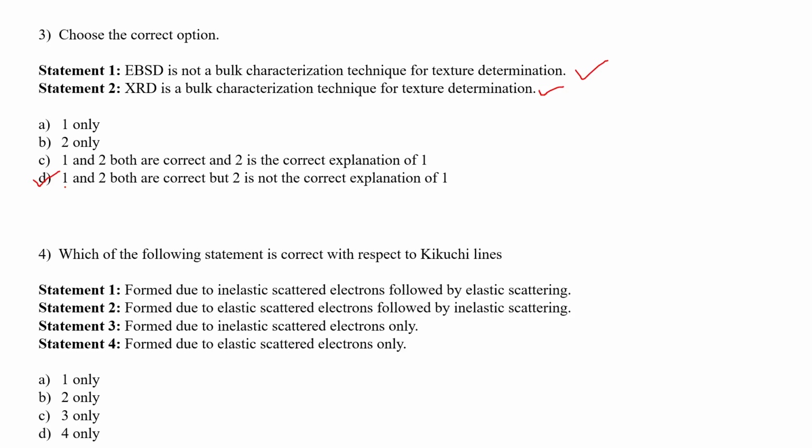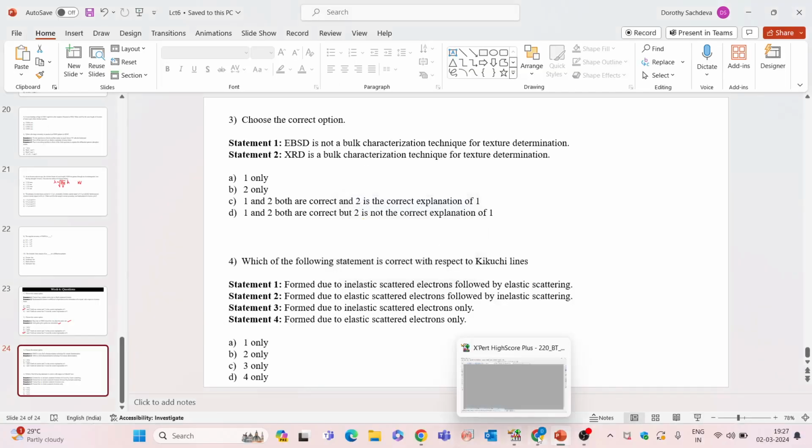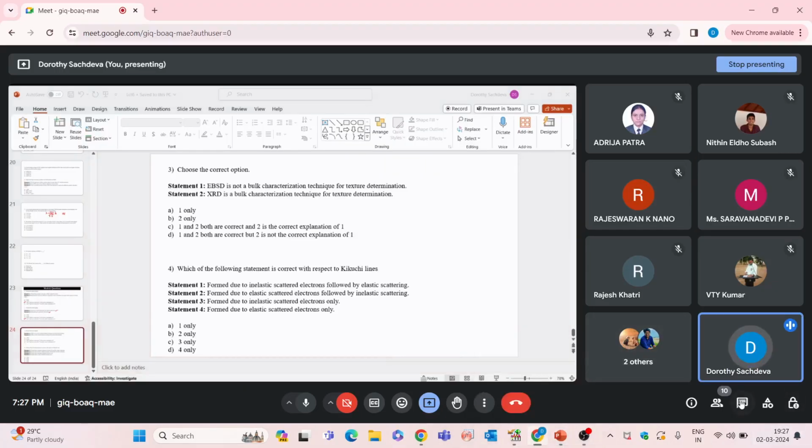This we discussed in today's lecture. So I guess most of you should be able to answer if you were listening to the brief discussion which we did before the questions. Anyone? Kikuchi lines are formed either due to, huh? Yeah. So she says statement 1. Does everyone agree with her that the Kikuchi lines are formed due to the inelastic scattered electrons followed by the elastic scattering? Anyone else? Any comments?